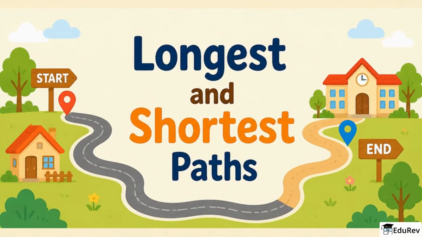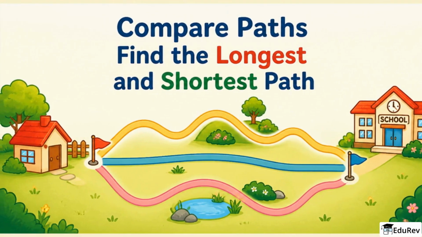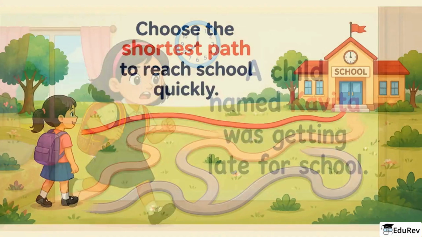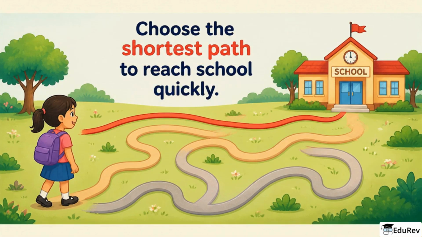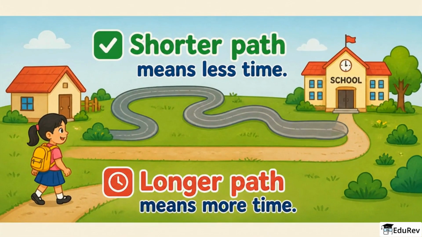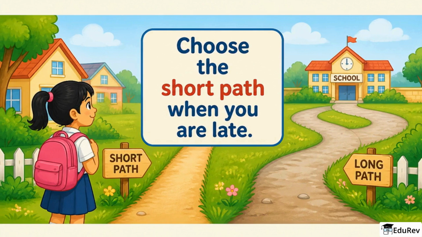Now, longest and shortest paths. We can compare paths to find which path is the longest and which path is the shortest. A child named Kavita was getting late for school. She should choose the shortest path to reach school quickly. Shorter path usually means less time. Longer path means more time. So choose the short path when you are late.